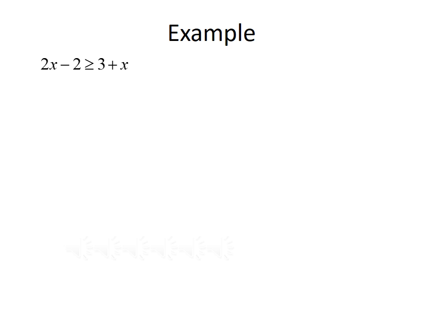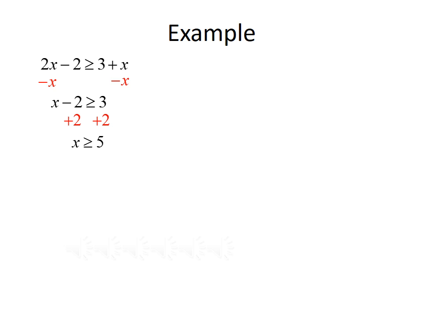First, we have 2x minus 2 is greater than or equal to 3 plus x. We want to get all of our x variables on one side of the equation and all of our constants on the other, so we'll start by subtracting x from both sides of the equation. This gives us x minus 2 is greater than or equal to 3. Next, we'll add 2 to both sides of the equation, giving us x is greater than or equal to 5.